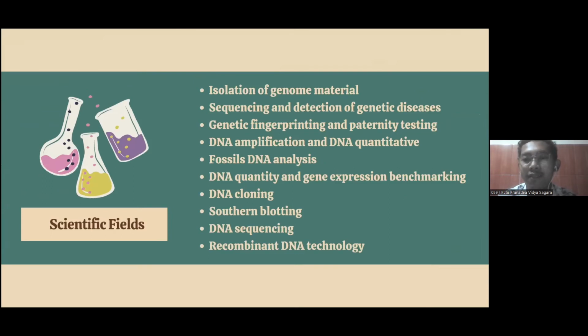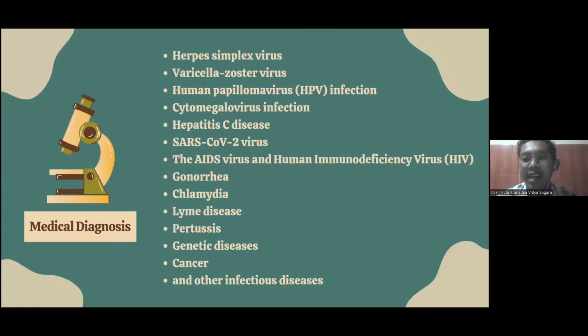While in many scientific fields, PCR has some important roles which can be seen in this slide. PCR is crucial for the diagnosis of microbial infections and epidemiological studies. PCR is the most sensitive test that can be used to detect herpes simplex virus, varicella zoster virus, human papillomavirus infection, cytomegalovirus infection, hepatitis C disease, and, currently spreading right now, the SARS-CoV-2 virus in COVID-19 patients.